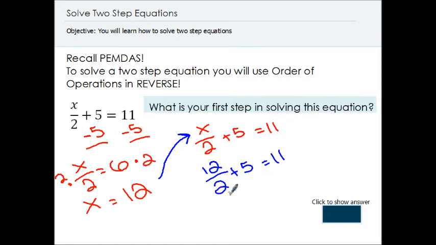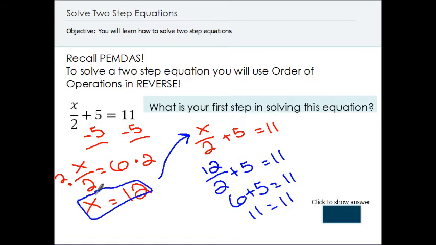So 12 divided by 2 is 6. 6 plus 5 equals 11. So we know we got this question correct.